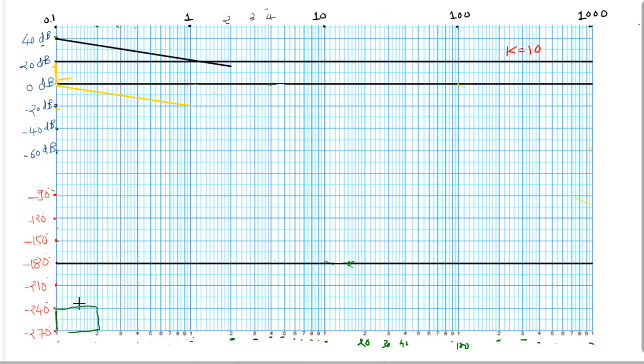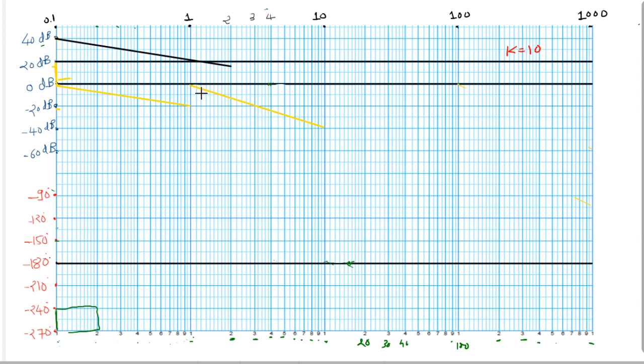For 2 to 100, I am using a reference line. I am just drawing here first 1 to 10. How much? Minus 40 decibel. If there are 2 blocks, then that is minus 40. If 1 block, that is minus 20. The yellow line just indicates values; it is not used to draw the Bode plot.